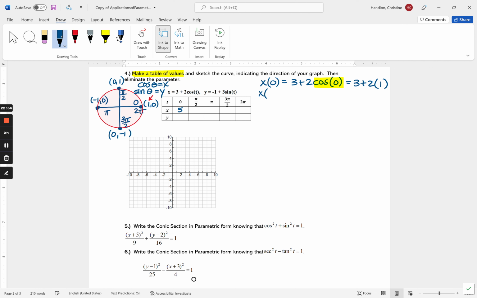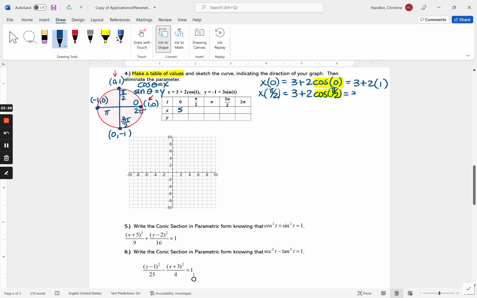Let's do this again. x at pi over 2. Let's substitute: 3 plus 2 cosine of pi over 2. If you want to put parentheses or not, it doesn't matter. Again, I'm going to find out what cosine pi over 2 means. Cosine pi over 2 means that I'm going to look at the x value at pi over 2. So the x value at pi over 2 is 0. So let's substitute.